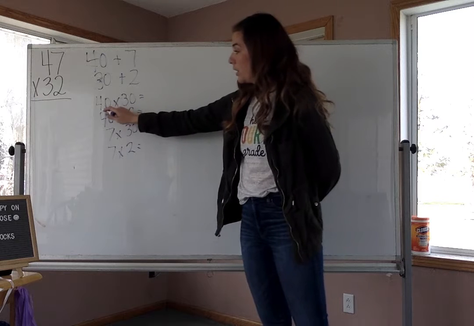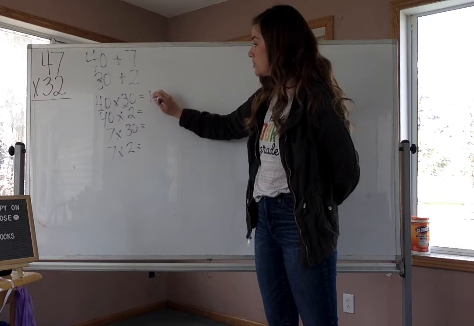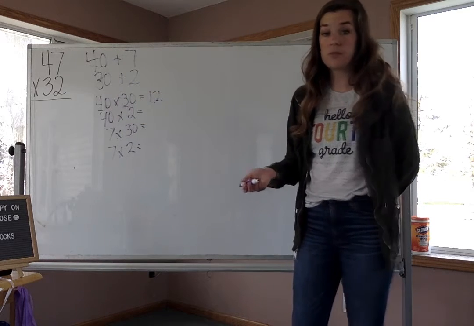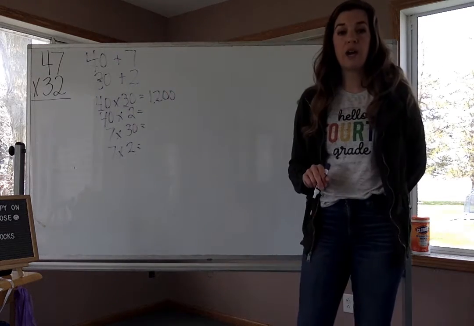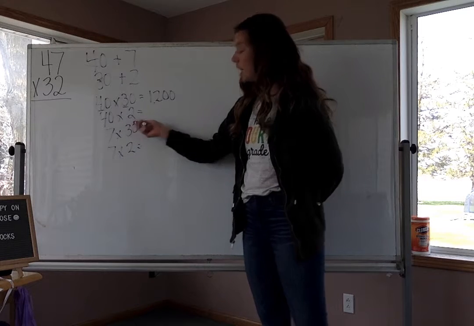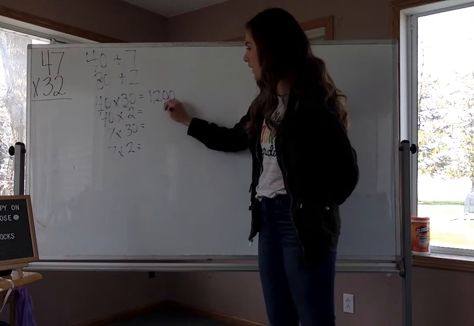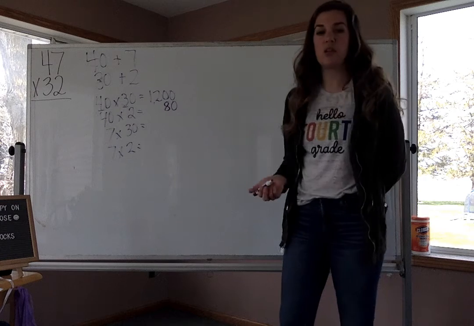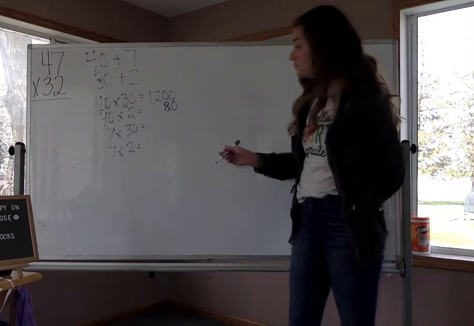40 times 30. What I like to do is look for that basic fact, 4 times 3. 4 times 3 is 12. And I need to make sure to add on those two zeros to reflect the multiples of 10 that I am multiplying by. So 40 times 30 is 1,200. Next, 40 times 2. I can also think about that as 40 plus 40. And I know that that is 80. Notice as I line up my partial products, I'm lining them up by place value to make it easier at the end when I have to add them all together.